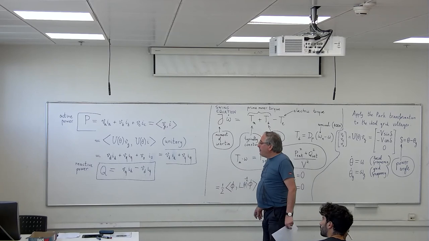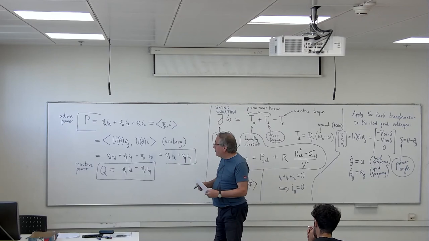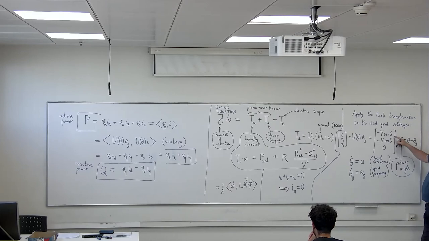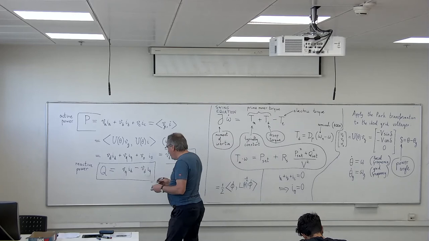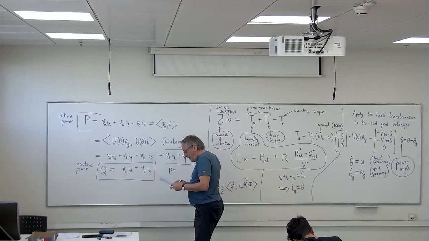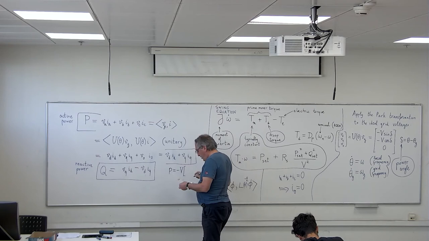So if you now use the expressions for VD and VQ, you get very simple expressions for these two quantities. I cram it here somewhere. You obtain that P is equal to minus V times IQ cosine delta.